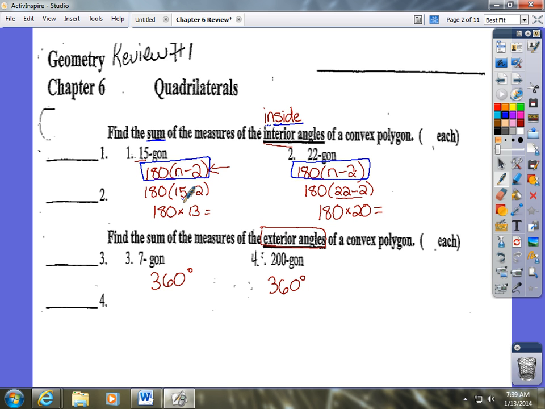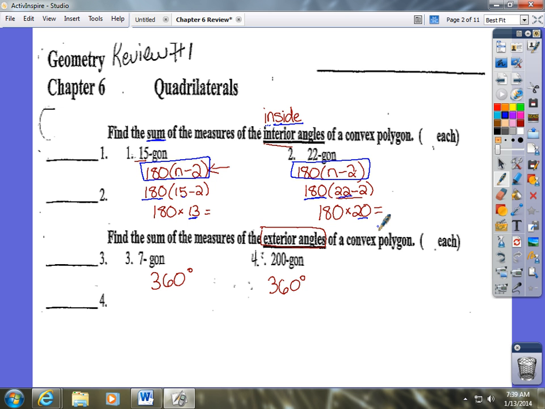In this problem we have 15 sides, so I have 180 times 15 minus 2. And 15 minus 2 is 13, so I have 180 times 13. Over here, I have a 22-sided figure, so I have 180 times 22 minus 2. 22 minus 2 is 20, so I have 180 times 20. Now, I'm not going to work all of these out perfectly because you have your calculators and you have your test, which has a different number of sides. But this is how you're going to set it up.